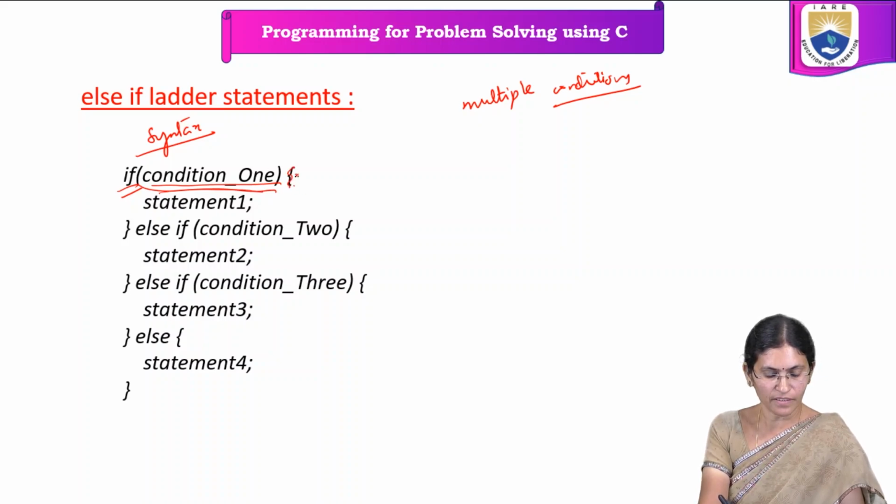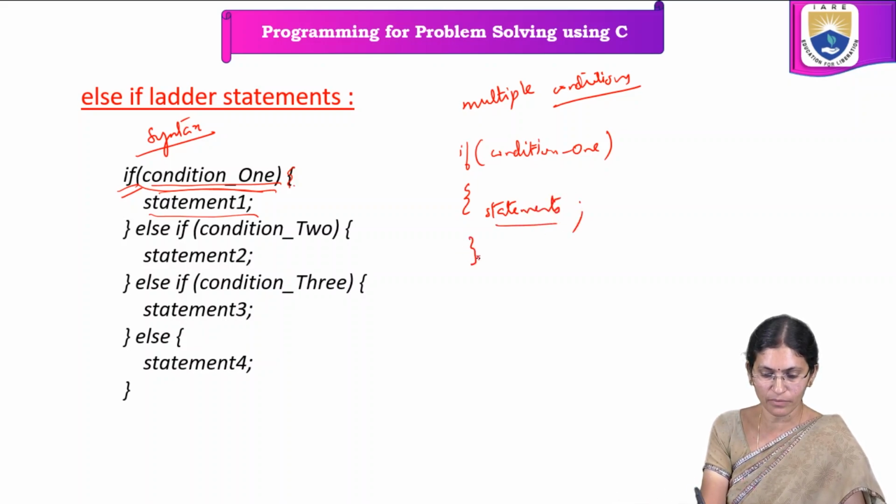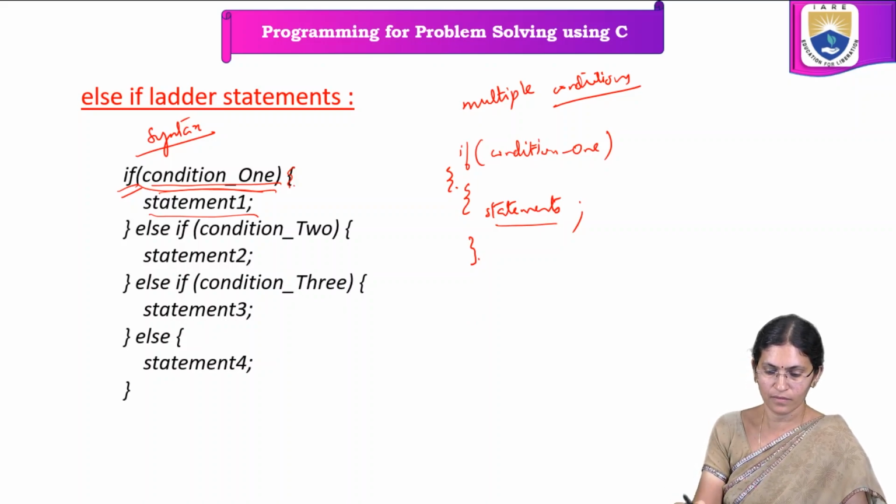After that, inside the curly braces we have statement 1. So if condition 1, then the statements are executed. If there is a single statement, no need to include these curly braces. The curly braces indicate start and stop. After that, next is else if. Again it will check one more condition, condition 2.